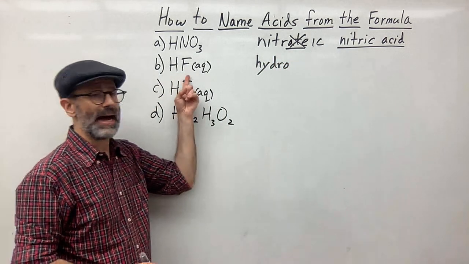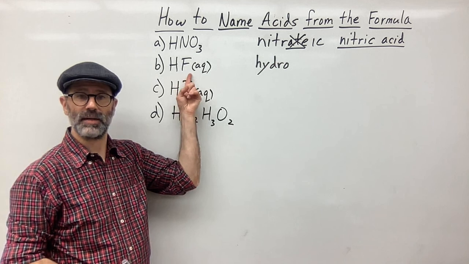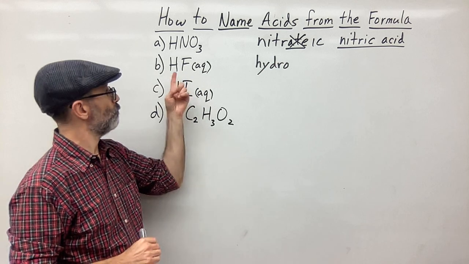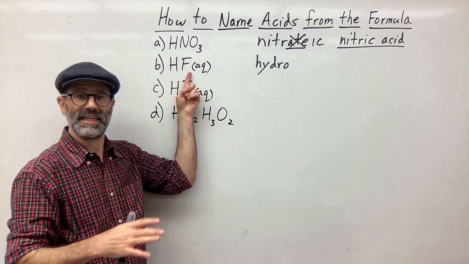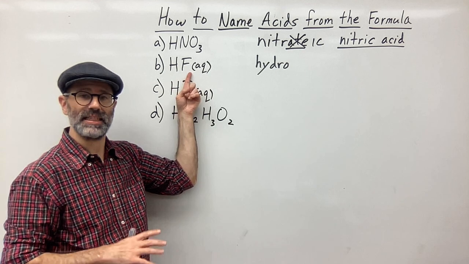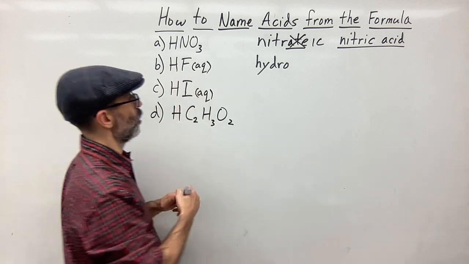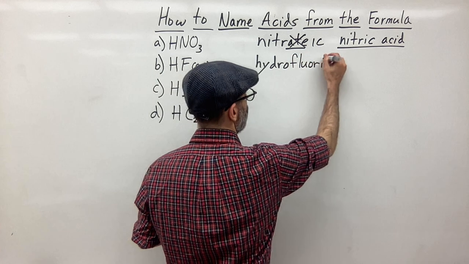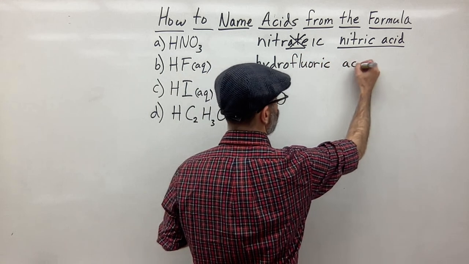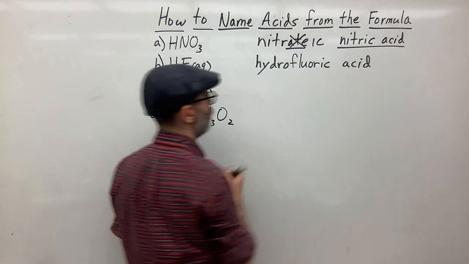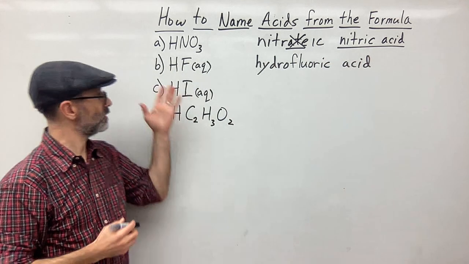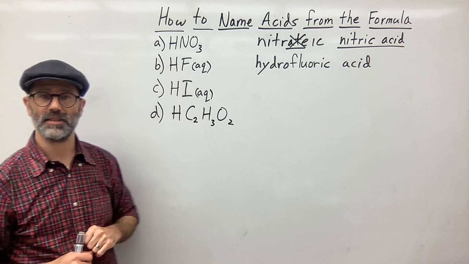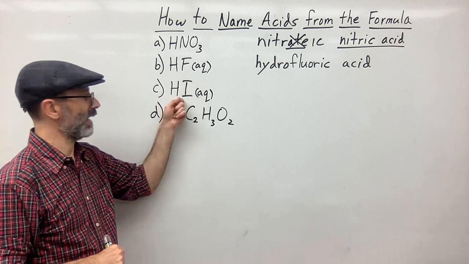And then we're going to add the second element, but we're going to drop the ending and add IC. So fluorine, drop the INE ending and add IC, becomes fluoric. So hydrofluoric, and then add the word acid. So that is the name of this acid here. HF is hydrofluoric acid.